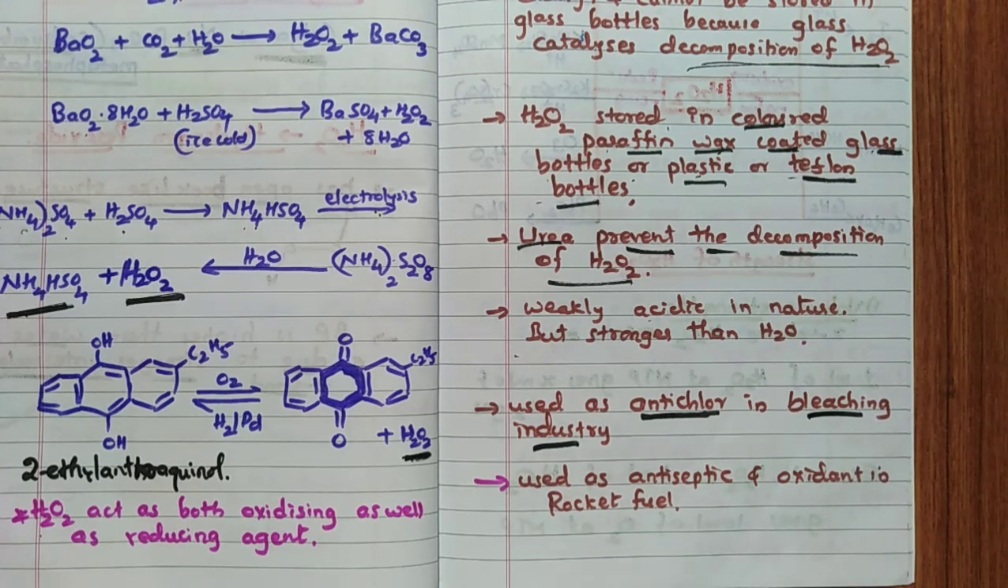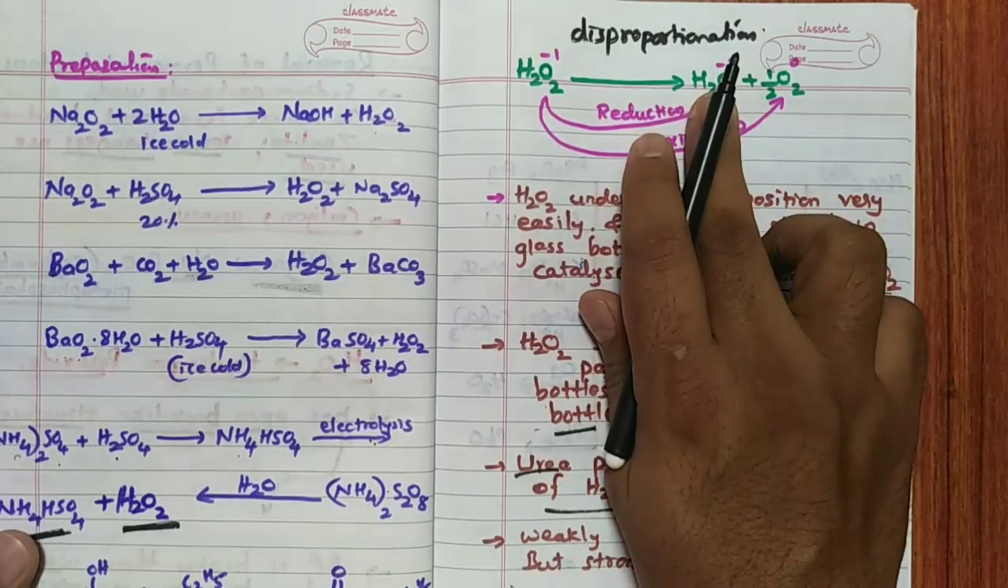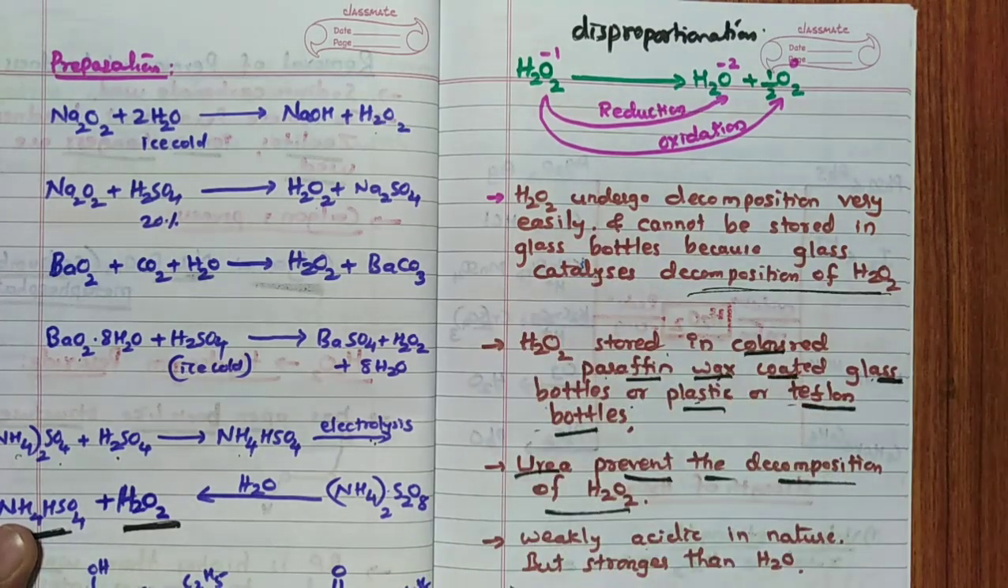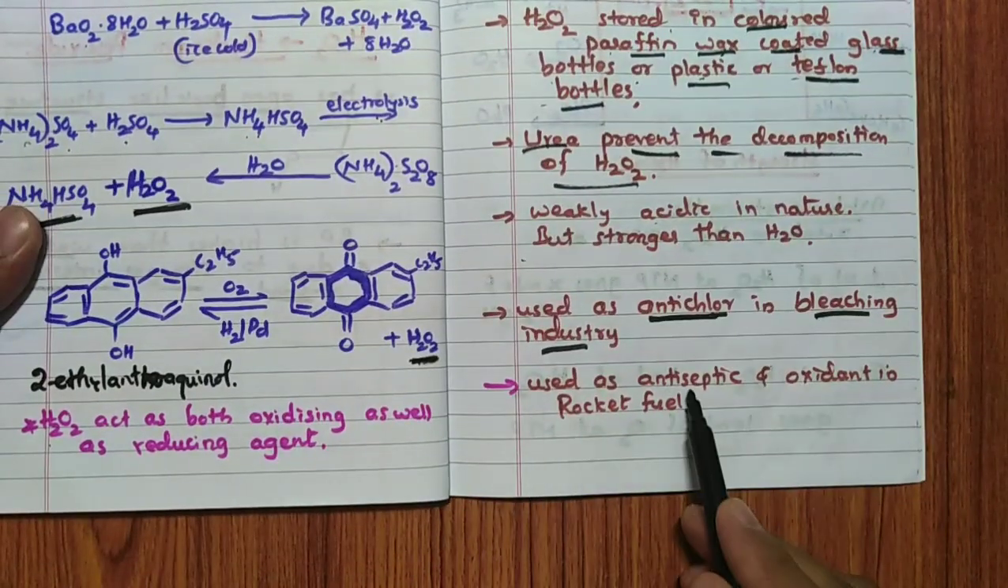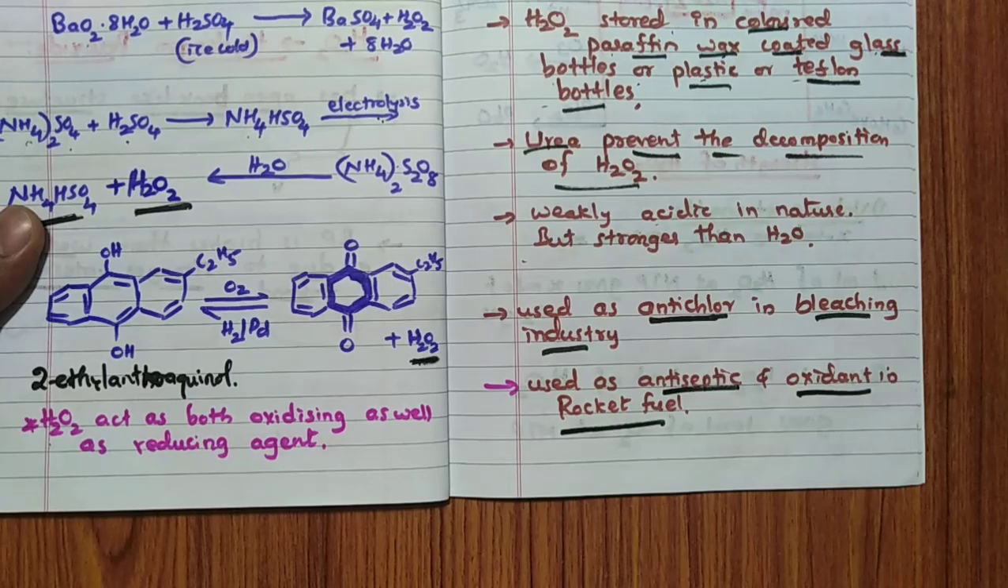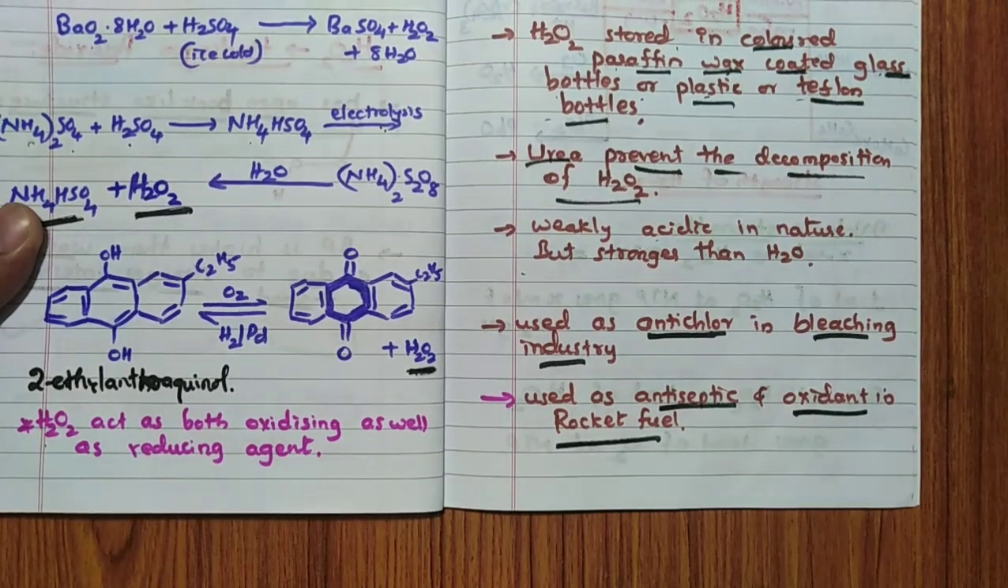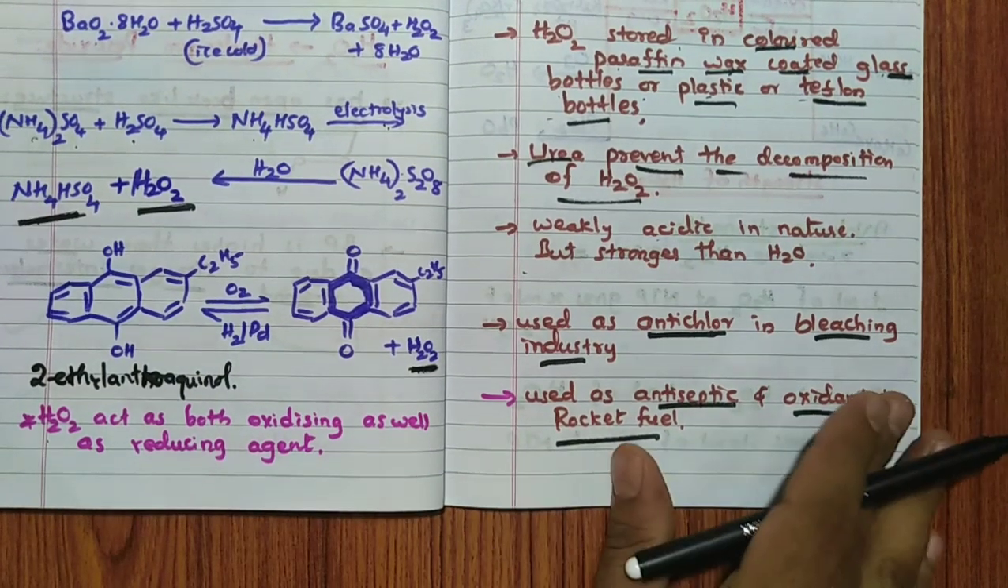Remember, when you use chlorine it leads to atmospheric pollution. But H2O2's byproducts are H2O or O2, hence, remember, it is eco-friendly. It is used as an antiseptic and as an oxidant in rocket fuel.